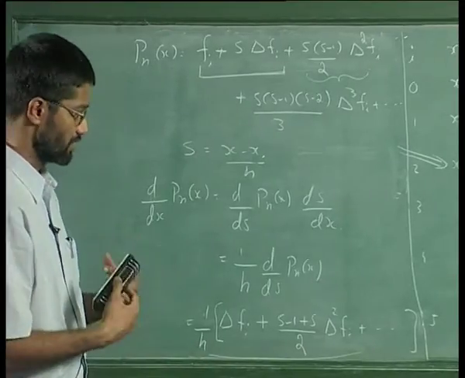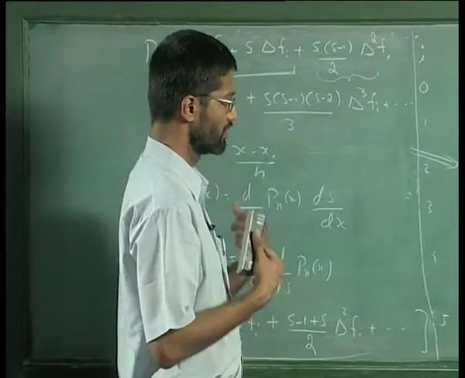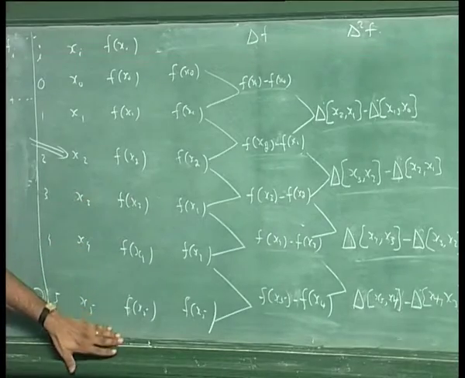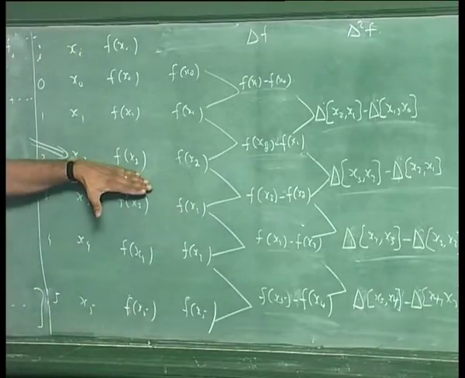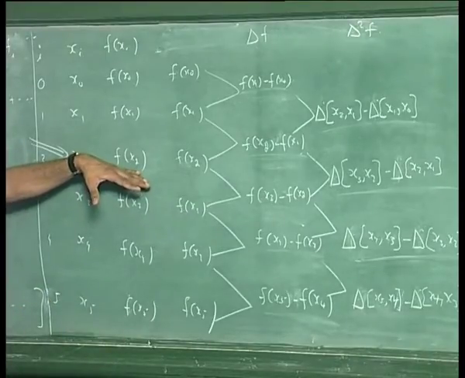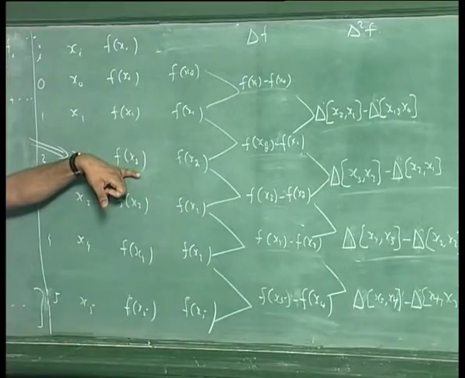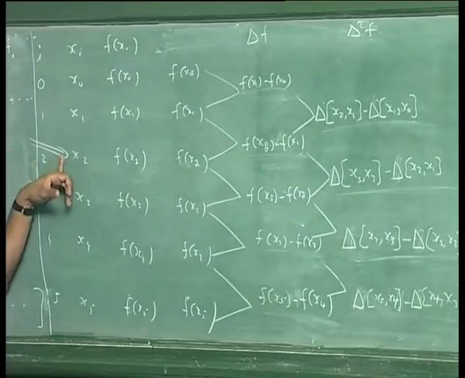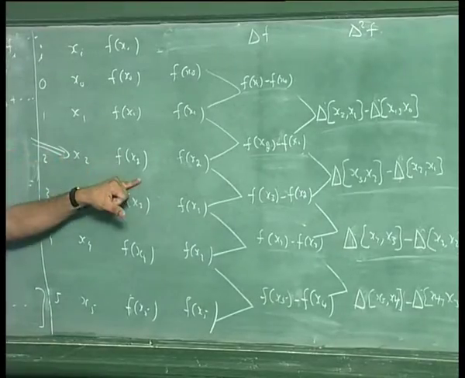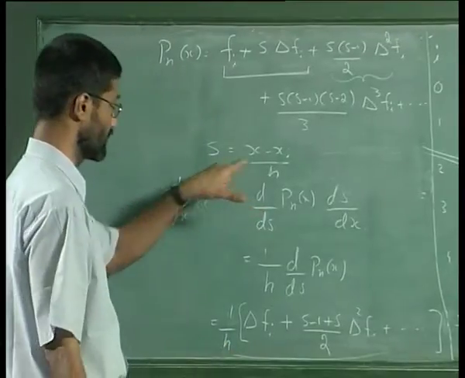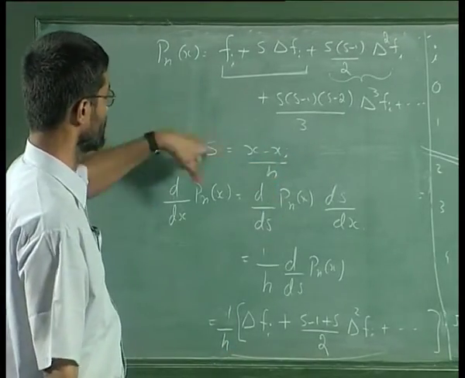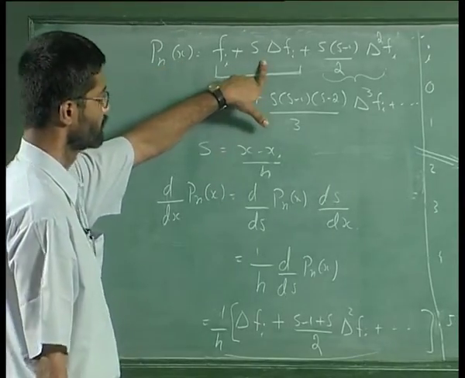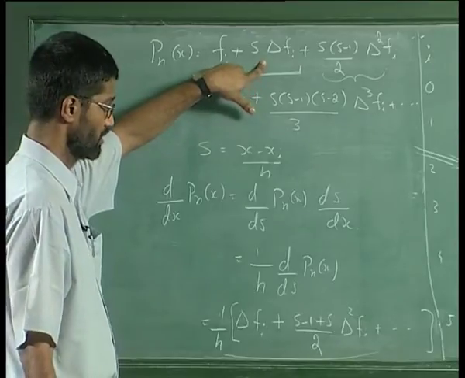So if I want to evaluate the derivative of this set of data points given to me at, let us say, x2, I want to find the derivative of this function at x2, and I enter the difference table at x2, and then my s is 0. So that is s is 0. I enter at x2 and I want to evaluate the derivative at x2. So Pn of xi here would have s equal to 0. So that's the point.